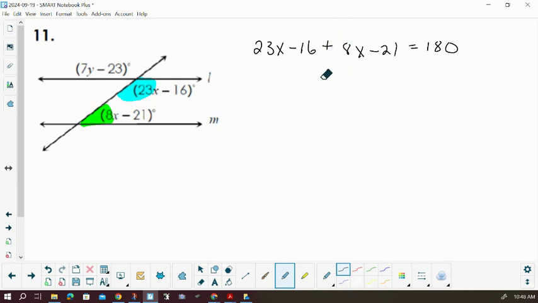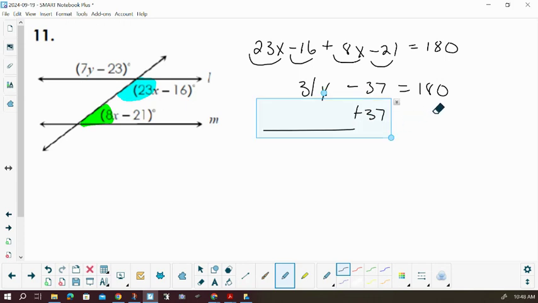Okay, now let's combine some terms here. We got a 23 and an 8. I can put those together. 23 plus 8 is 31. So we have 31x, then we got a negative 16 and a negative 21. If I put those together, I get a negative 37 equals 180. I can add 37 to both sides.